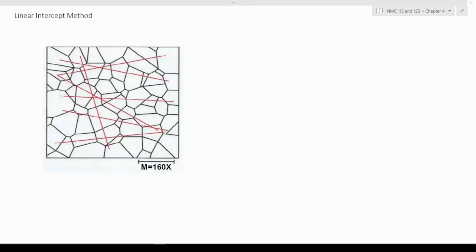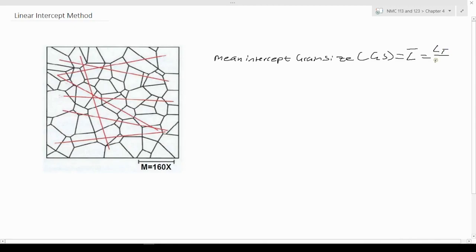This method is used to measure the mean intercept grain size, stated as GS, which equals LT over P multiplied by M, which is the magnification.